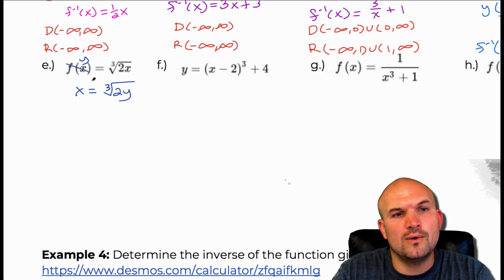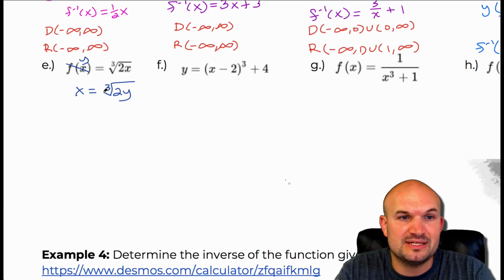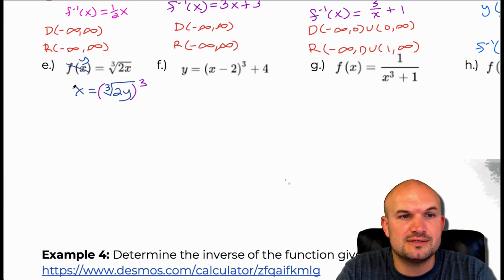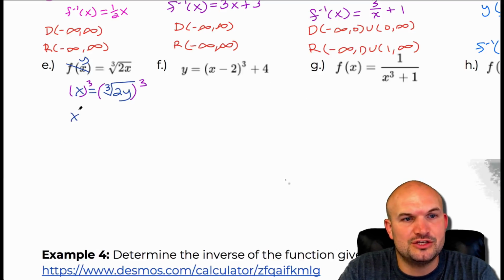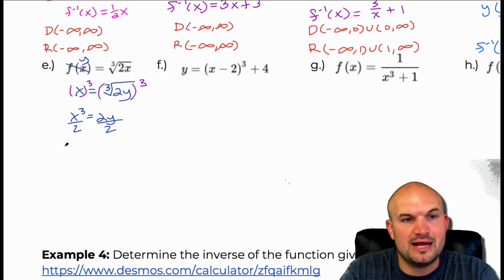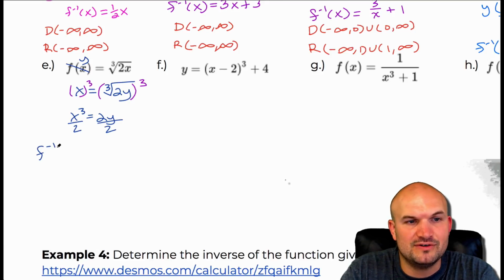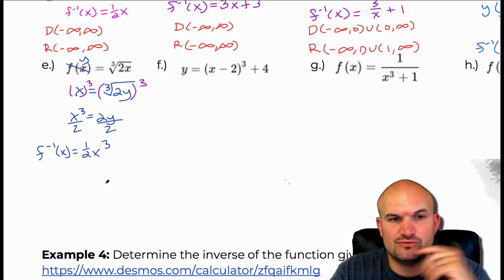All right, so now we need to solve for y. You can see that y is under the cube root. So to undo the cube root, I need to cube both sides. By cubing both sides, I get x cubed equals 2y. Now, to solve for y, I can divide by 2. I don't like dealing with having a 2 in the denominator. I prefer to write my notation as f inverse of x is equal to 1/2 x cubed. That's the way I prefer to write my notation.